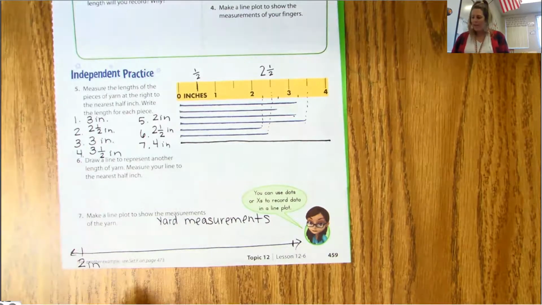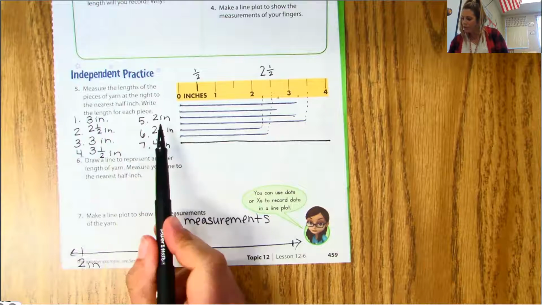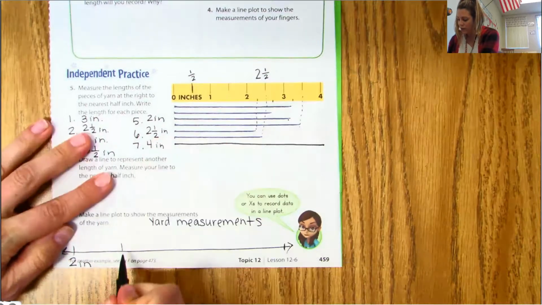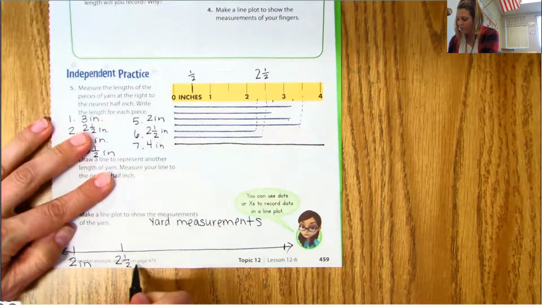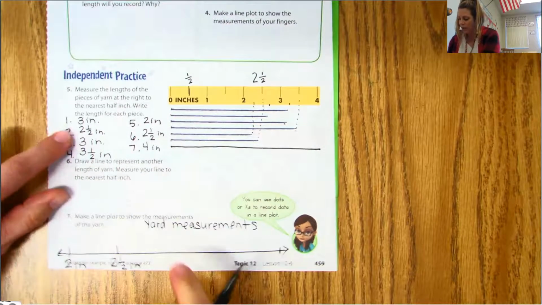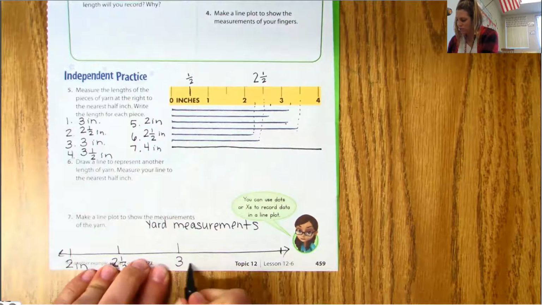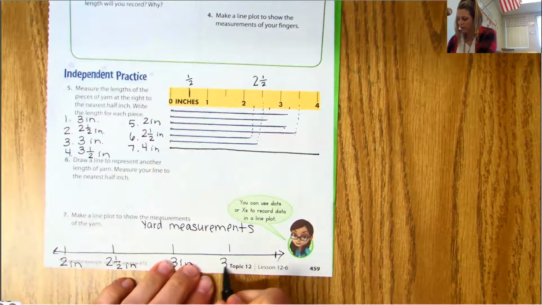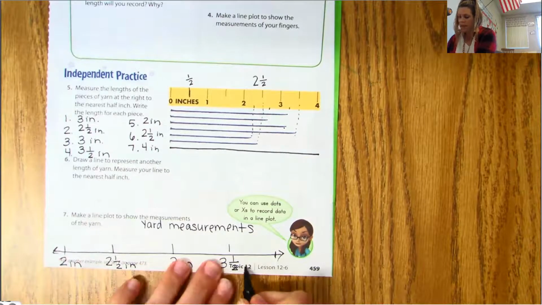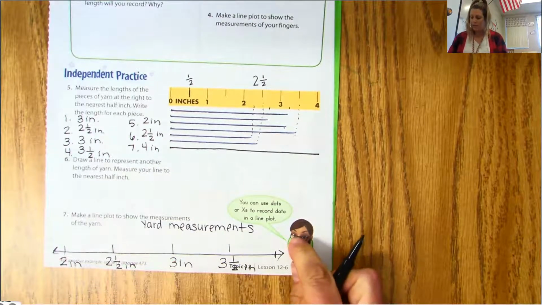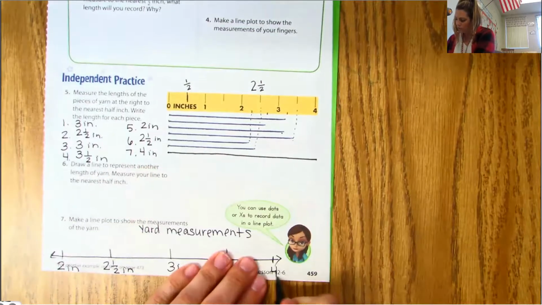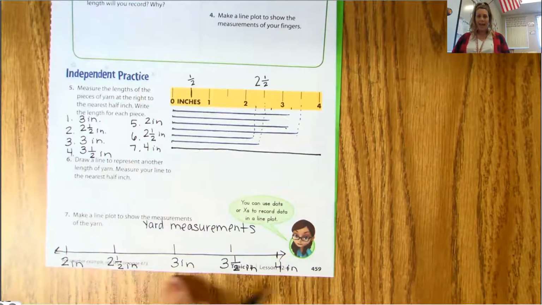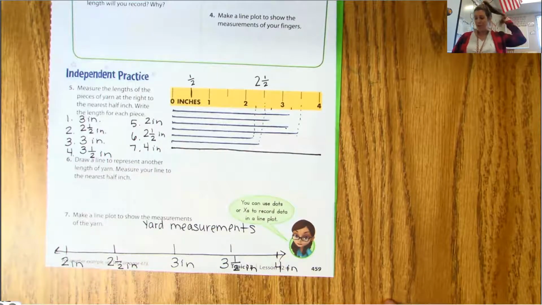Okay, and then what came next? After 2, we did have some 2.5s. So let's go ahead and write that one. 2.5 inches. Then we had some 3 inches. Then we had 3.5 inches. And we would end with the biggest number, which was what? 4 inches. All right, so we came up with our title. We made our line plot. Now we have to graph our data points.